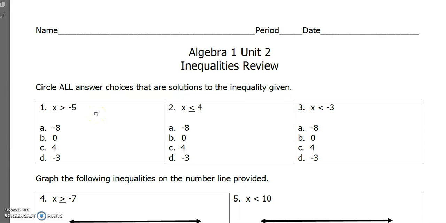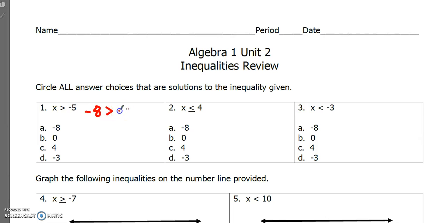Okay, today we're going to go over the Unit 2 Inequalities review to get ready for our test. And number 1 is asking for us to circle all the answer choices that could be a solution to the inequality given. So the first one is saying x is greater than -5. So if I replace my x with each one of those number choices that we have, we'll see if it's a true statement or not a true statement.